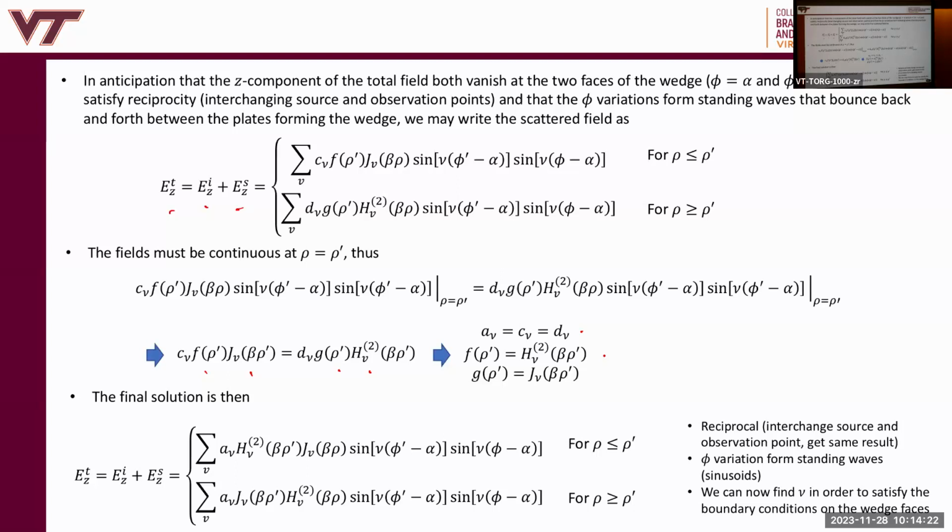The total field has to satisfy the boundary conditions as well. So here's our final solution for the total electric field. We have a symmetric result now, so it's reciprocal. The phi variations form standing waves, they're sinusoids. Now we can apply the boundary conditions easily because we expanded the total electric field to find the coefficients. This should not be nu, this should be a nu. We can find the coefficients.